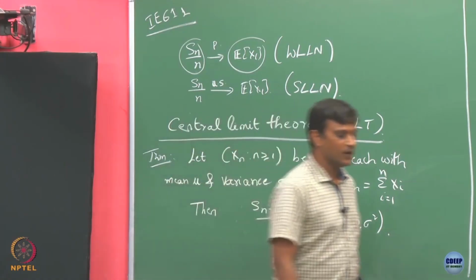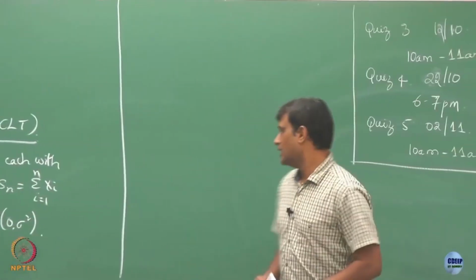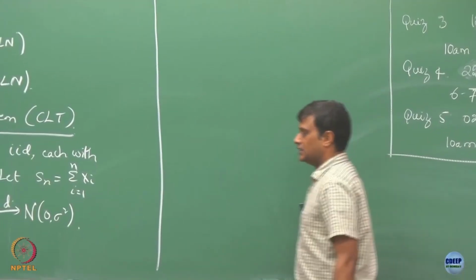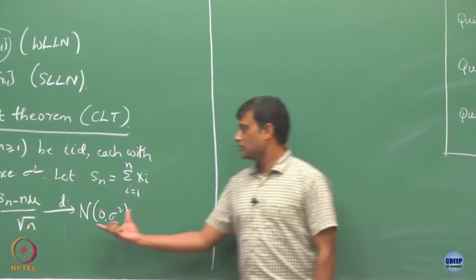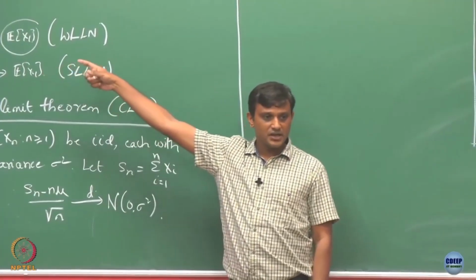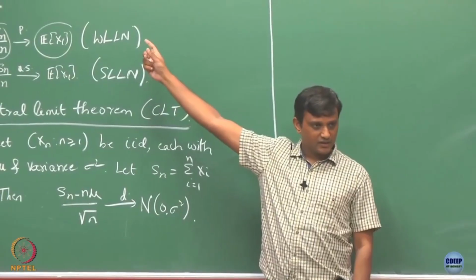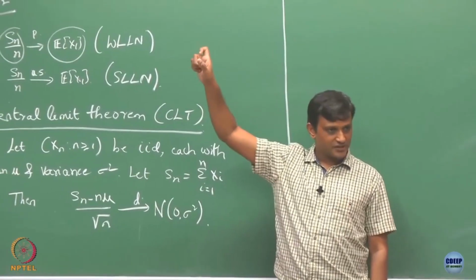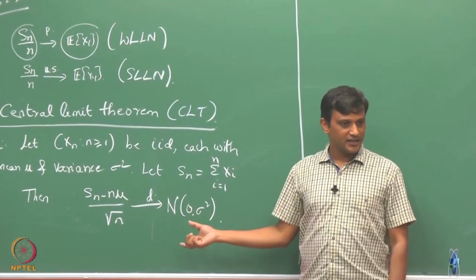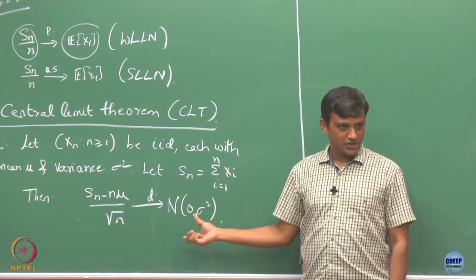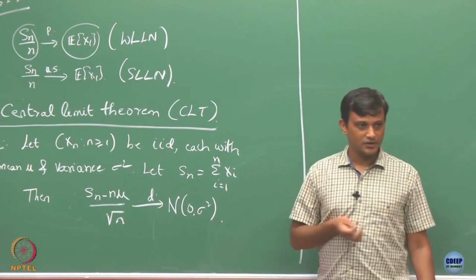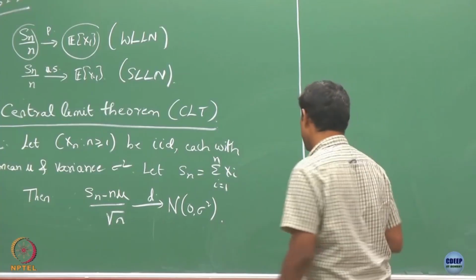Okay. So what does this result say? Earlier when I took Sn by n, just the average, it always converged to a fixed constant, but now the limit is not a fixed constant, it is a distribution which is Gaussian with parameters 0 and sigma square. So let us try to understand why this result is true.